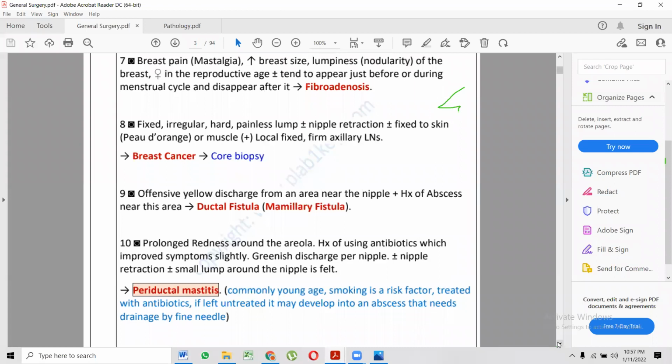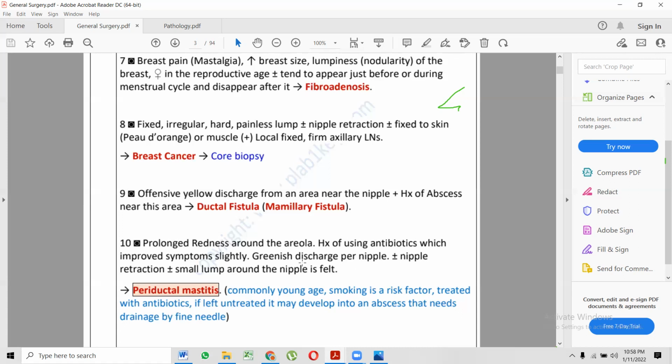So, what is the difference between fistula and periductal mastitis? In fistula, you can say that an abnormal communication is formed between the skin of the breast and the inside tissues. You see that in fistula, the discharge is not from the nipples. The discharge, whatever the color is, this is the biggest hint for fistula, that the discharge coming out is not from the nipples. It's from an area near the nipple.